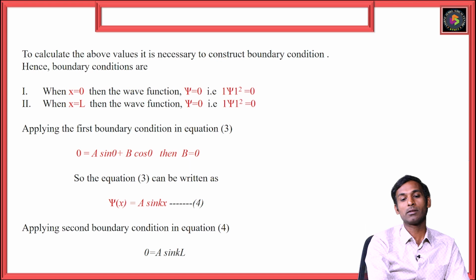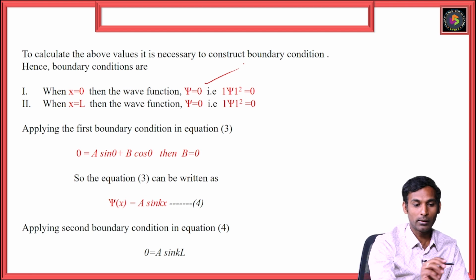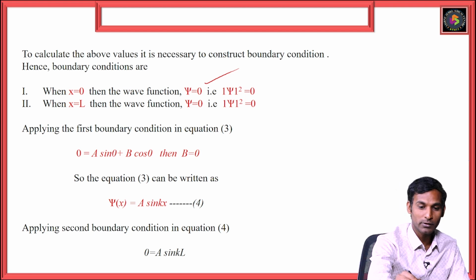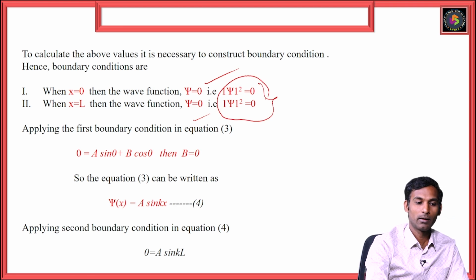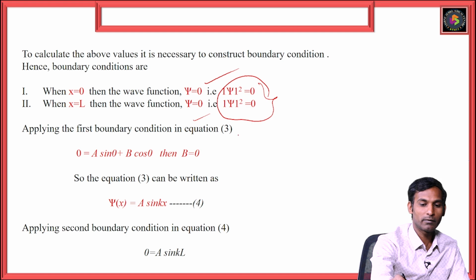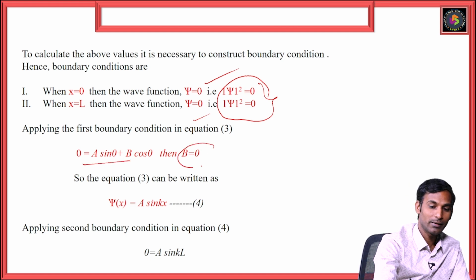What are the boundary conditions? Boundary condition 1: at x is equal to 0, the wave function must be 0. At x is equal to L, the total length L, the wave function is also 0. That means the square of the probability density function value should be equal to 0. Apply the first boundary condition in equation number 3, and we will get b is equal to 0.